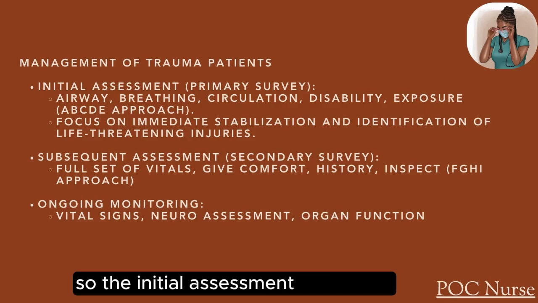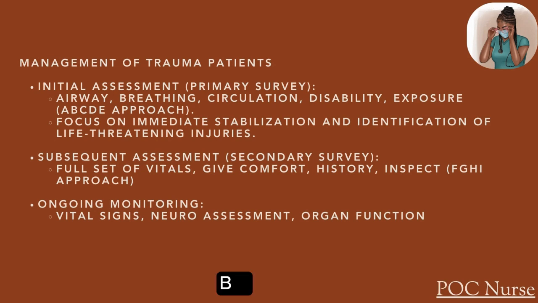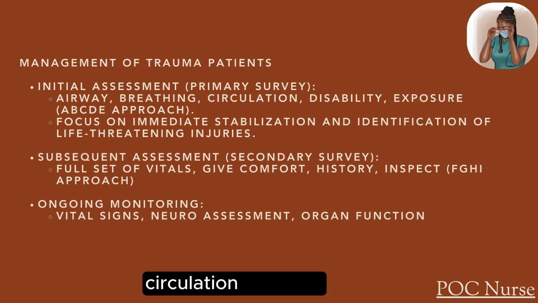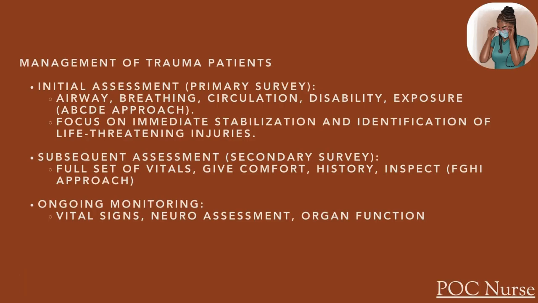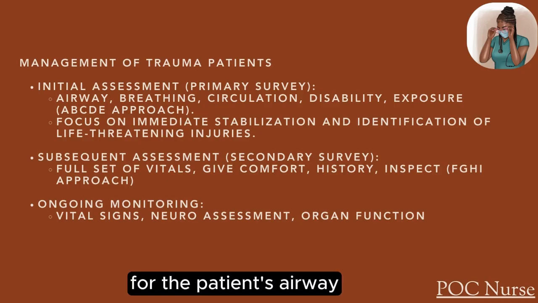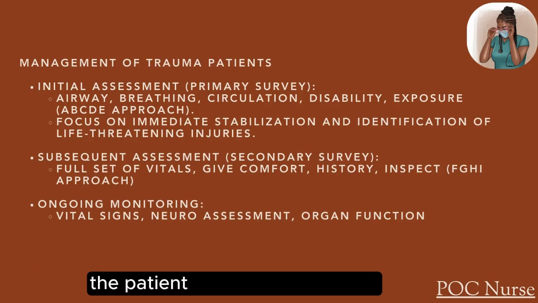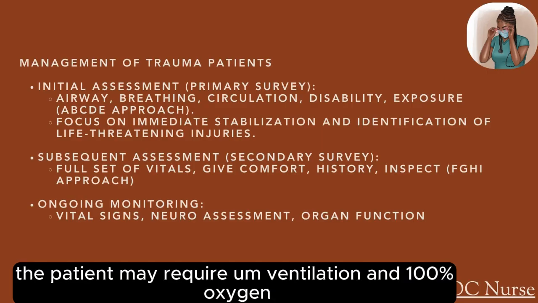So the initial assessment for the trauma patient is a primary survey where you do the ABCDE approach. You check for the airway, breathing, circulation, disability, and exposure/environment of the patient. For the patient's airway, we want to ensure the patient has a patent airway. The patient may need intubation. For the patient's breathing, the patient may require ventilation and 100% oxygen.